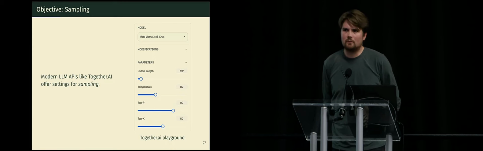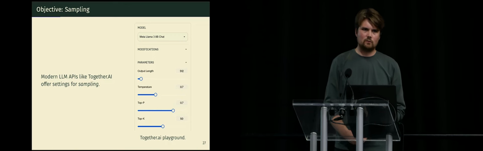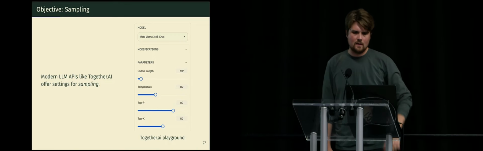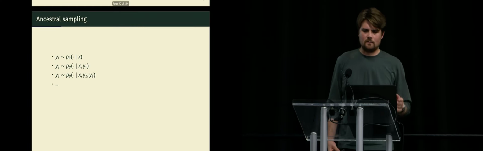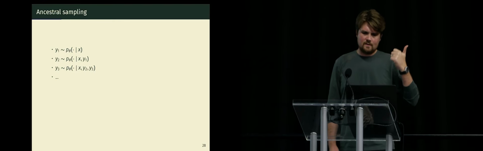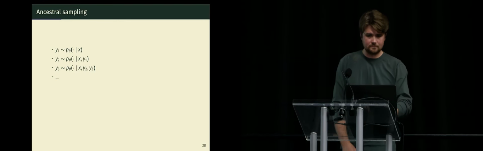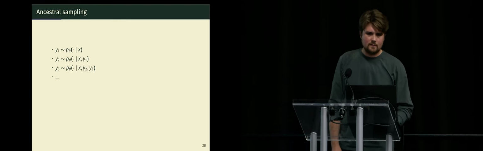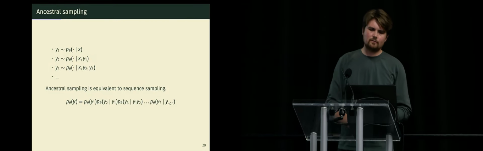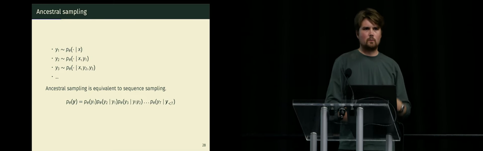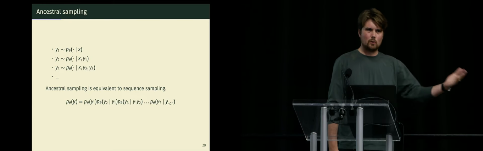We're going to get into sampling now. Sampling is the dominant way of generating from language models these days. Here's an example from the Together AI playground where you can see these parameters that you can play with. Immediately you see temperature, top P, and top K. These are all sampling methods for language models. The simplest sampling algorithm that you can use for a language model is called ancestral sampling, which is where you just trust the language model's probability distribution, and you sample the next token according to that distribution.